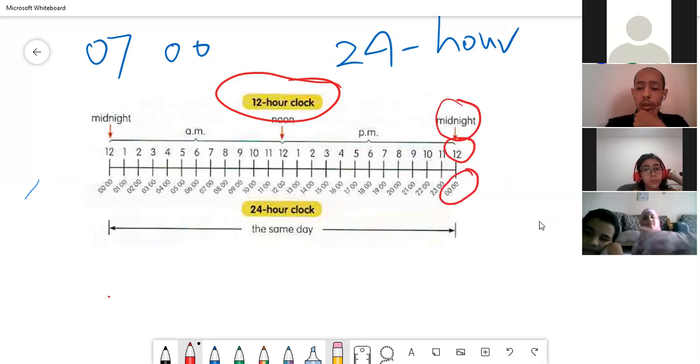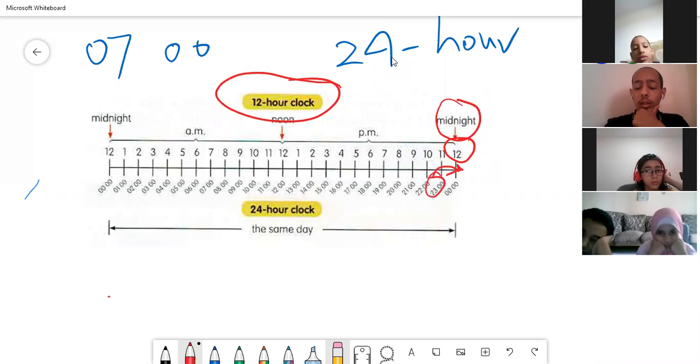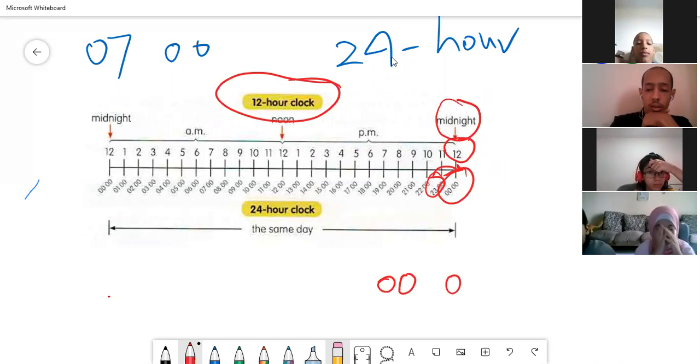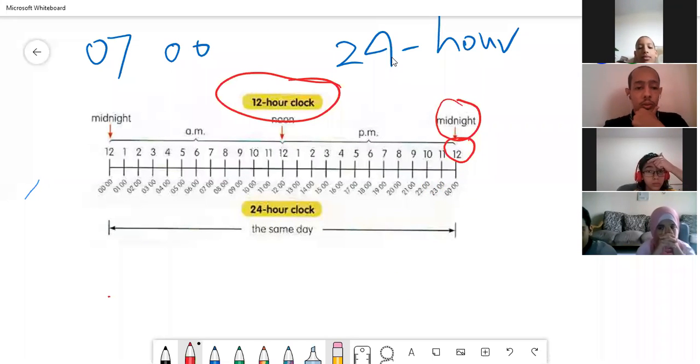Then the time becomes 0000, and 1 hour before it, it was 23 o'clock. So when it reached 23 o'clock, then 1 hour later, it is 24 o'clock, or we say it is 0000. This is the first hour again in the 24-hour clock.